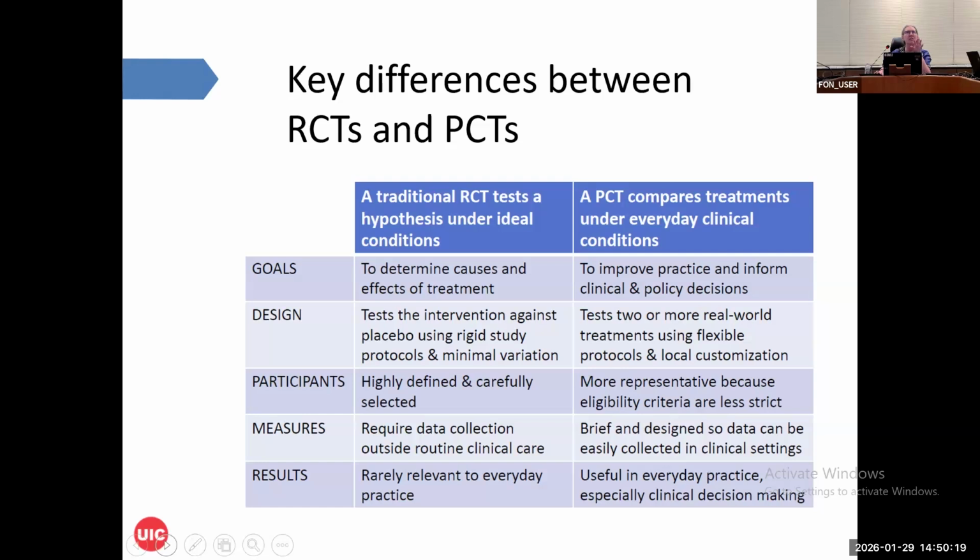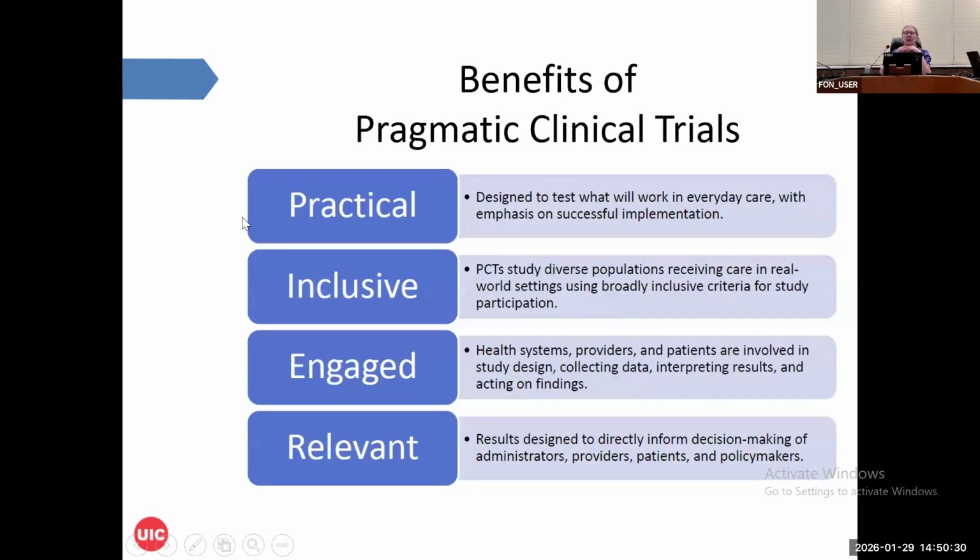So I find that this chart does a really good job defining the key differences between a randomized clinical trial and a pragmatic one. Some of the benefits of the pragmatic clinical trial are that it certainly is practical. It's inclusive because you really take more people. So it's a diverse population receiving care in real world settings.